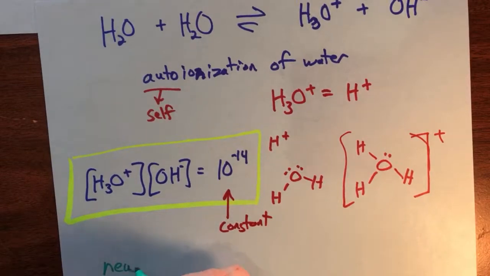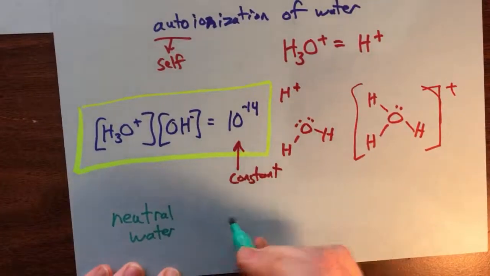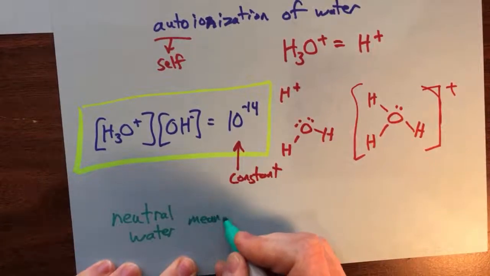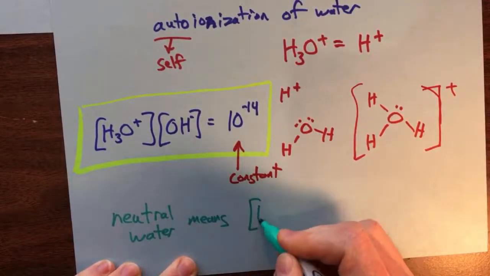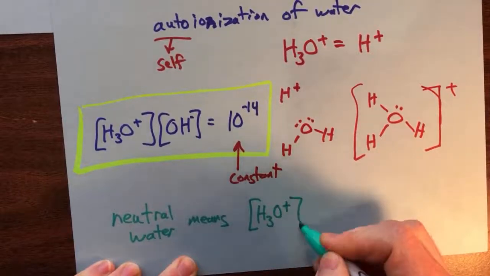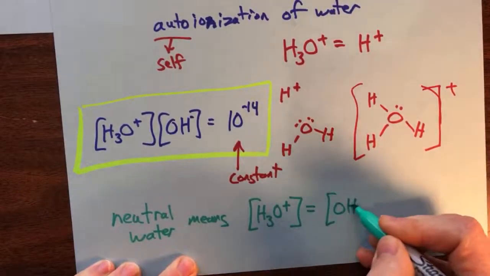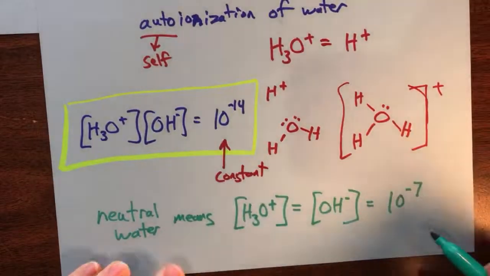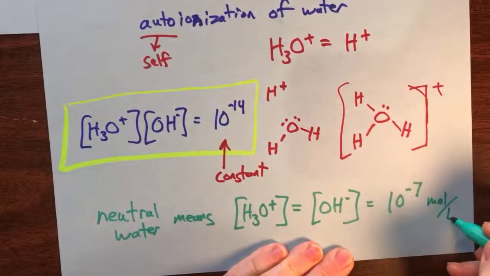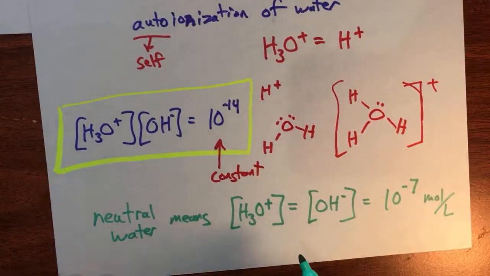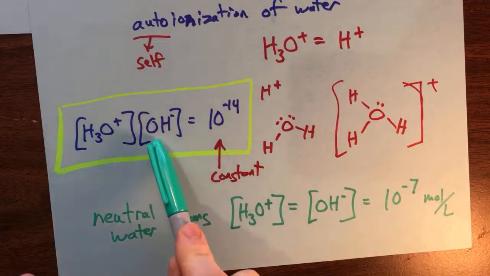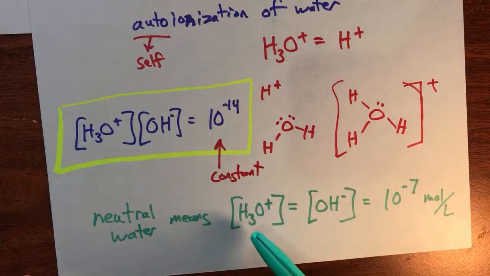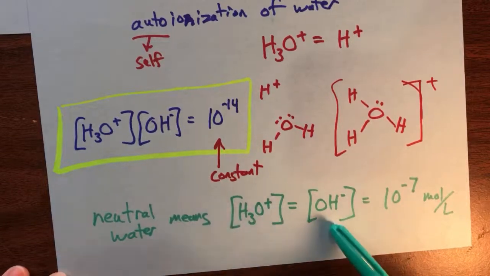And you can measure this stuff actually. So neutral water means that you have an equal amount of H3O plus and OH minus, and it must be 10 to the minus 7 moles per liter. So again, guys, this is just background, so you're not necessarily going to have to use this equation. In neutral water, you have 10 to the minus 7 of this and 10 to the minus 7 of that. You have both of them.